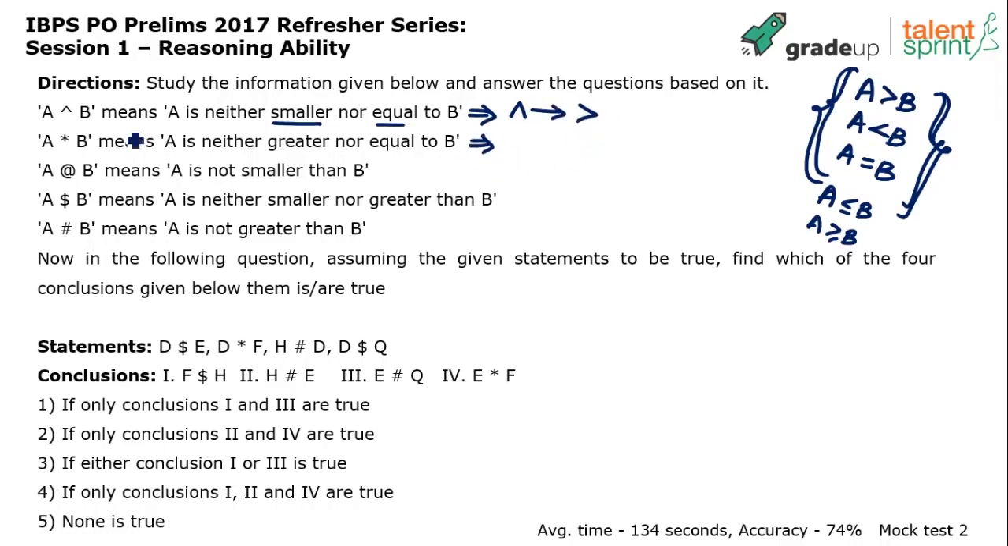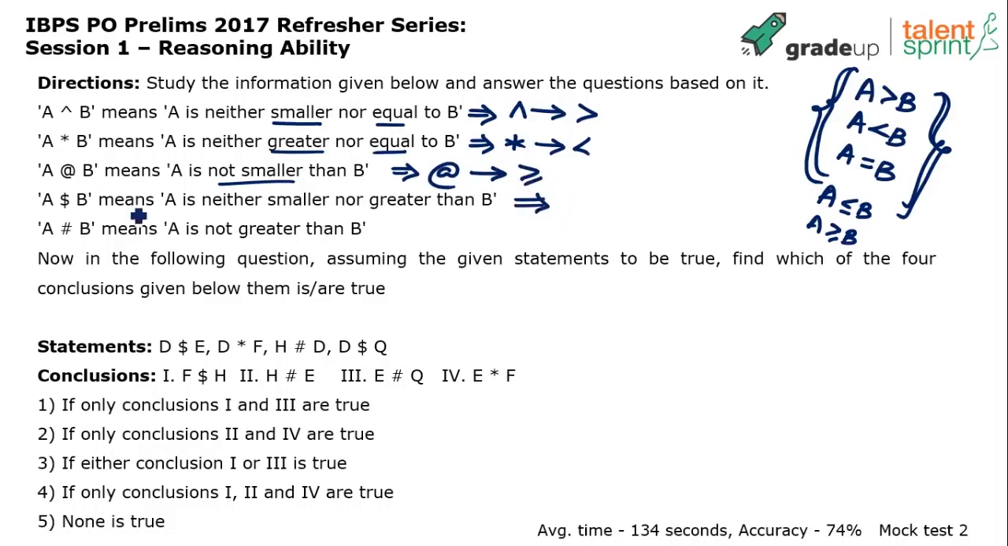Similarly, in the second statement, it says A star B means A is neither greater nor equal. If it is not greater and if it is not equal, then it has to be less. So A is less than B. Third one says A at the rate B means A is not smaller. See, if it is not smaller, it can be greater or it can be equal. So here, at the rate would mean greater or equal.